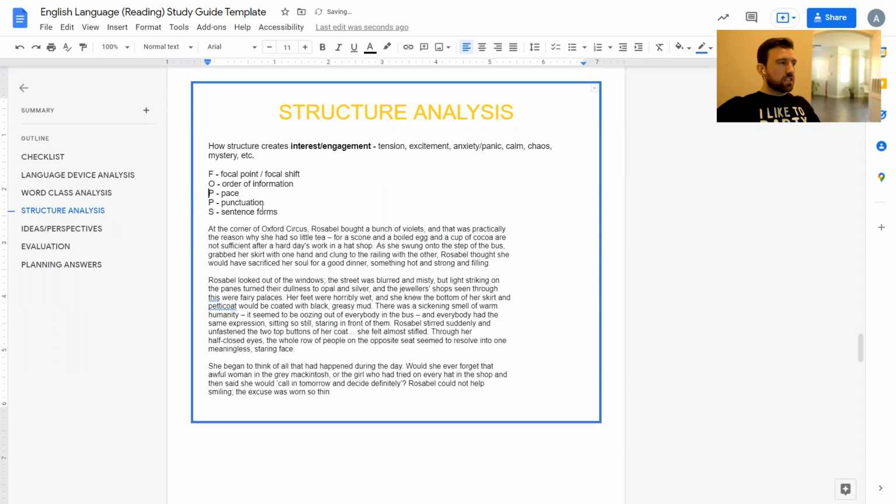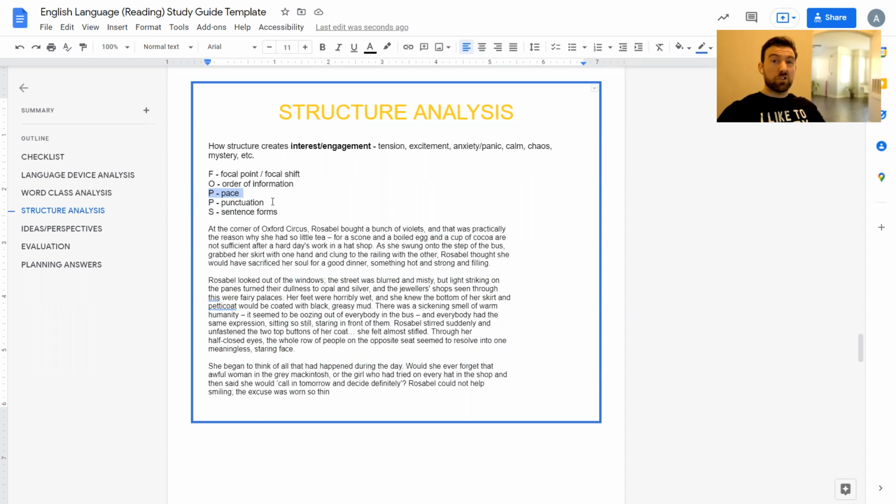Now, the reason that I said these are all quite linked is because depending on how heavy or light the punctuation is will pretty solidly determine the pace. Because if there's lots of punctuation, obviously that's lots of little hurdles that slows the pace down.